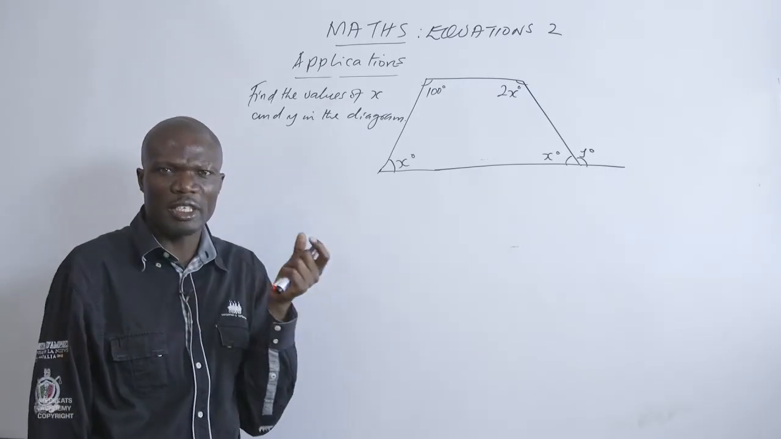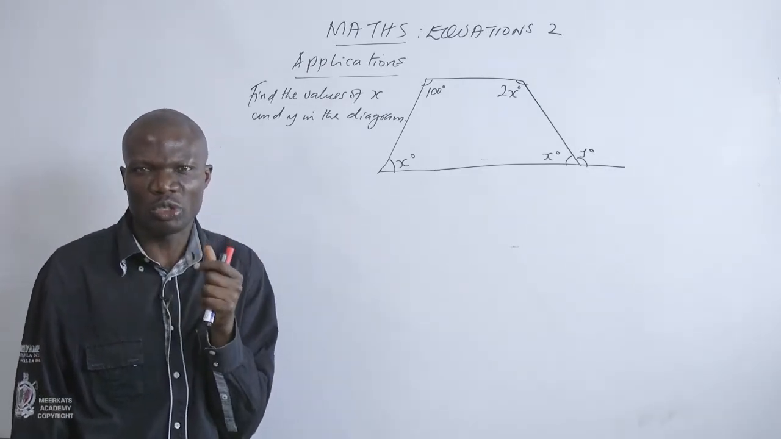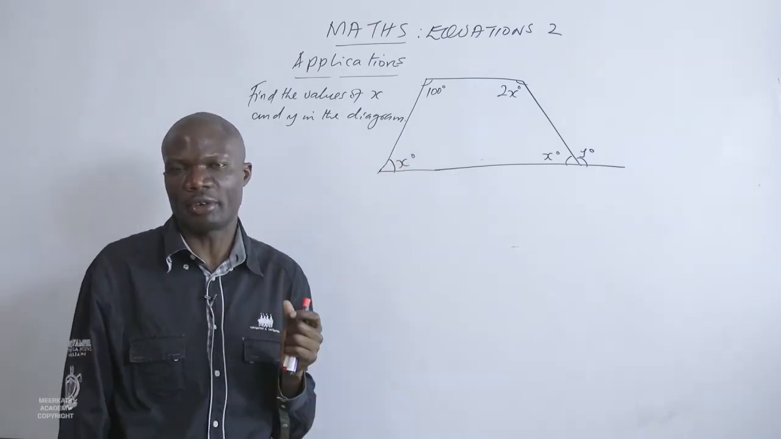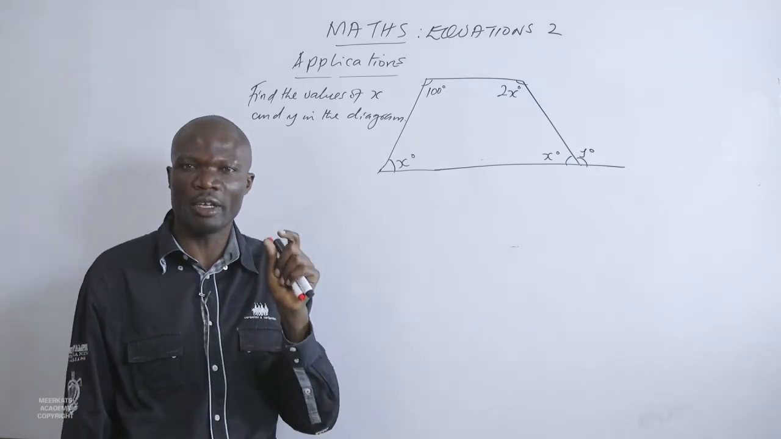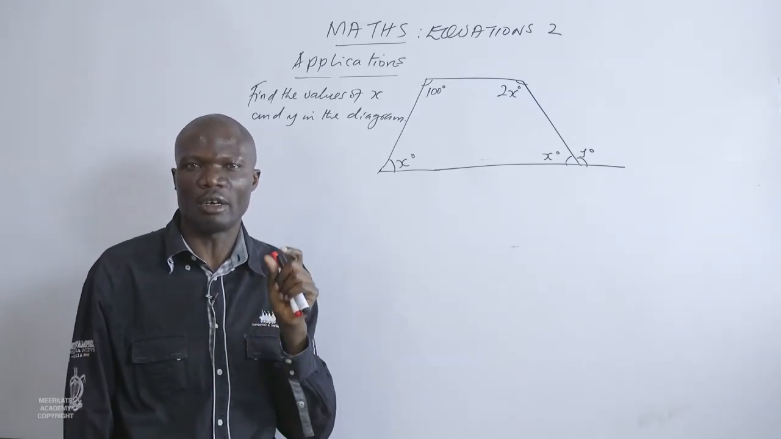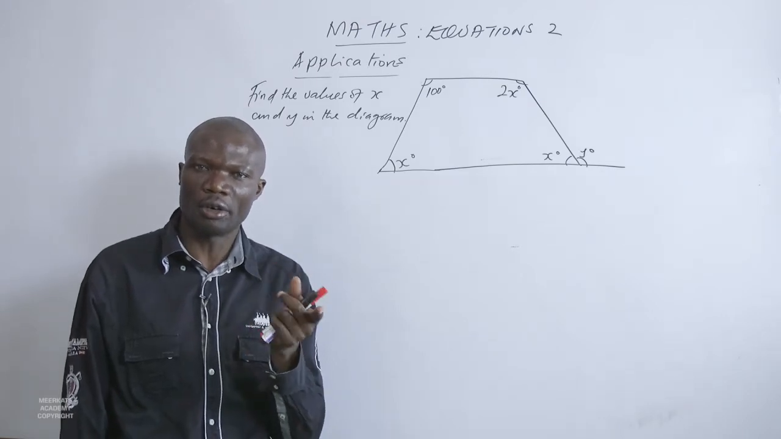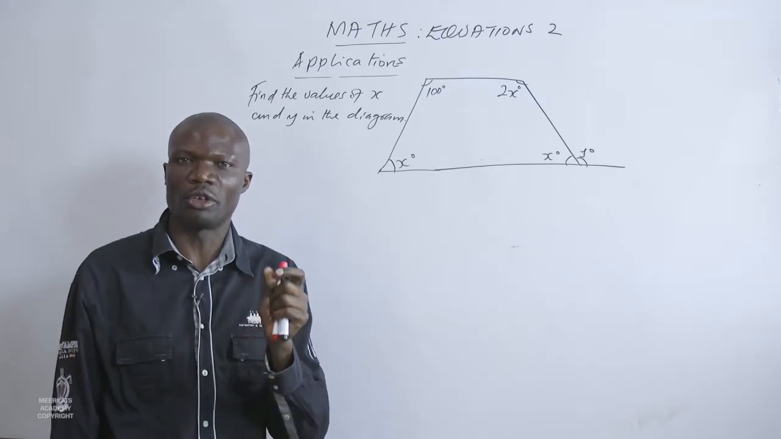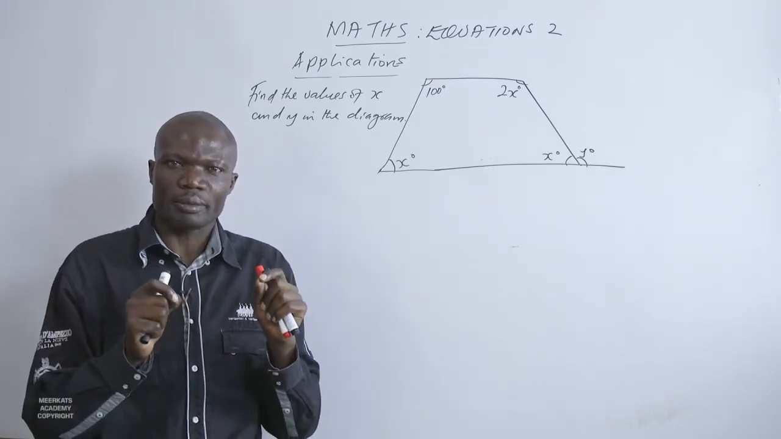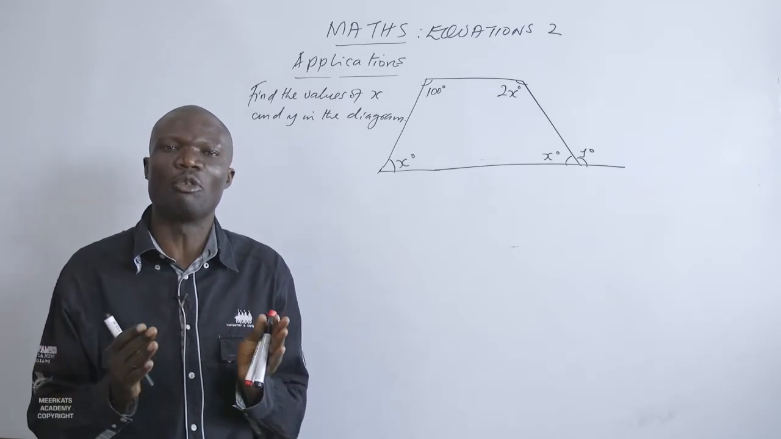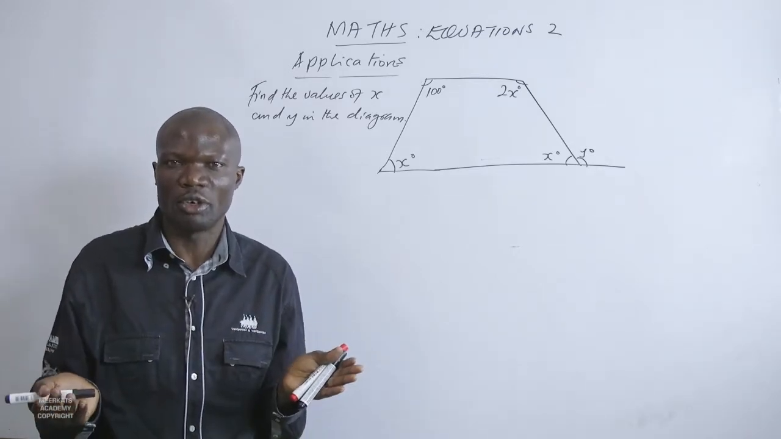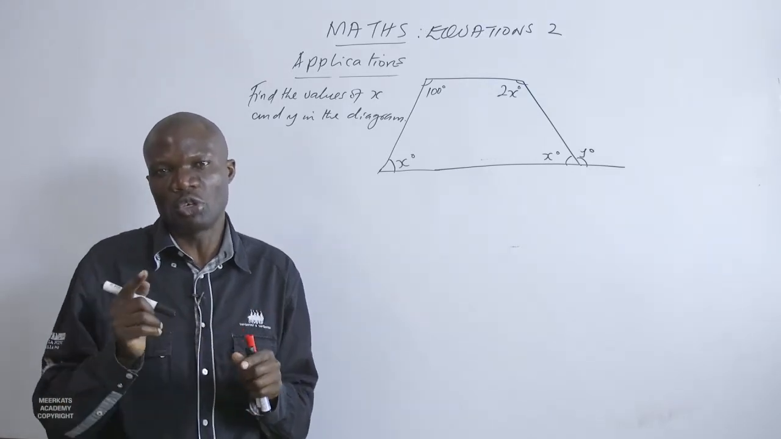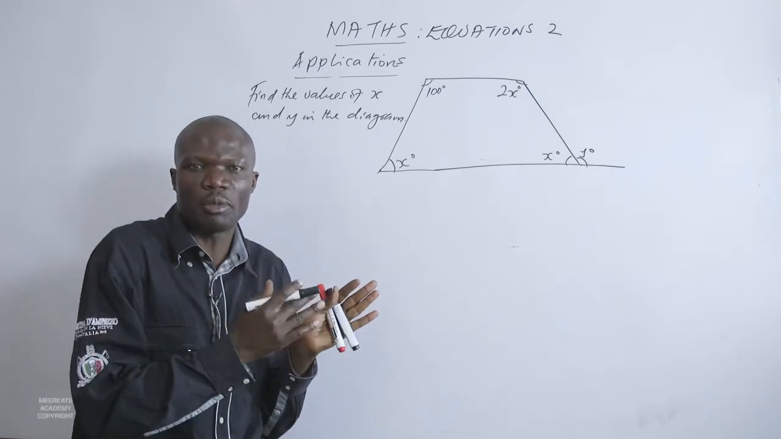Why I call this an application is because you need to have the knowledge of what we call quadrilateral. A quadrilateral is any four-sided figure, like a rectangle, a trapezium, a square. Those are called quadrilaterals. What is the relationship when you look at the angles that make up a quadrilateral? So we need to have that prior knowledge.